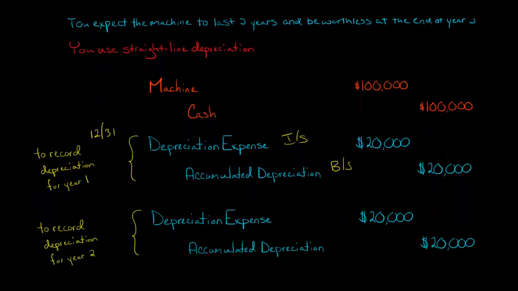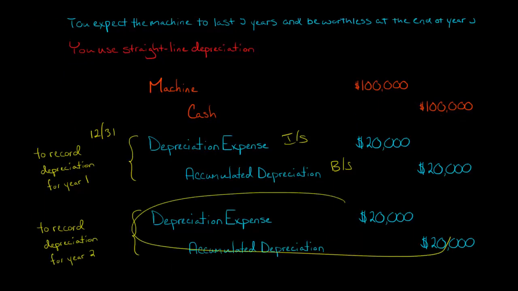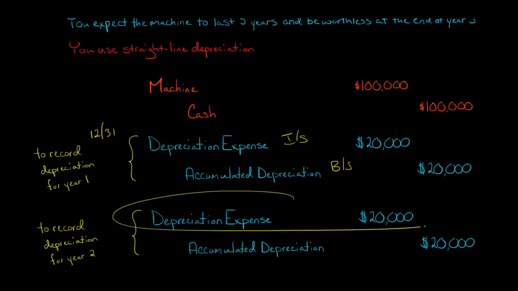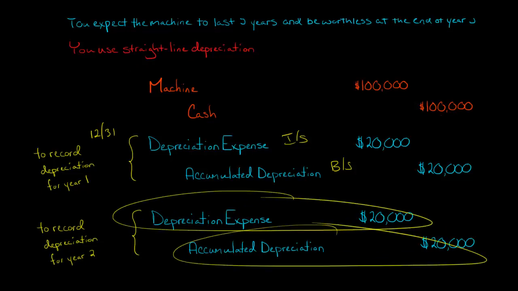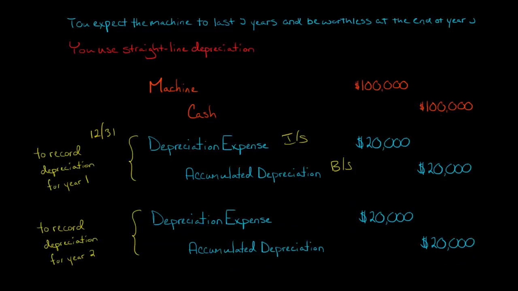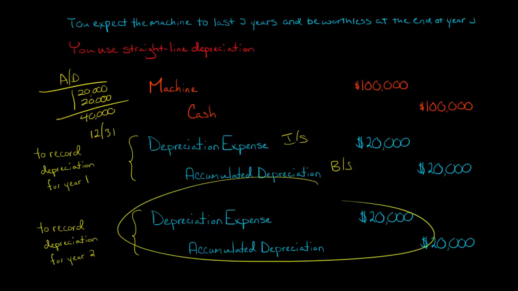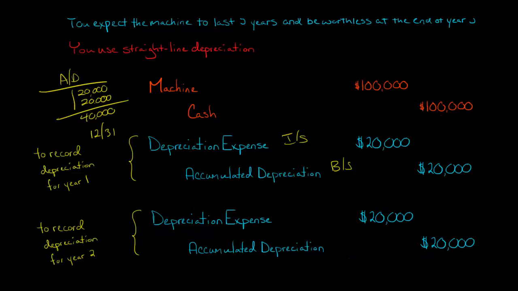Now, at the end of year 2, you're going to make another adjusting journal entry because it's straight line depreciation. It's going to be the exact same entry. Debit depreciation expense, credit accumulated depreciation for $20,000. Now, if you were to make a T account at that point in time, you would have $20,000 from year 1, $20,000 from year 2, you would have $40,000 of accumulated depreciation. And in year 3, it would go to $60,000 and so forth. You would keep making this adjusting journal entry unless you sold the machine.